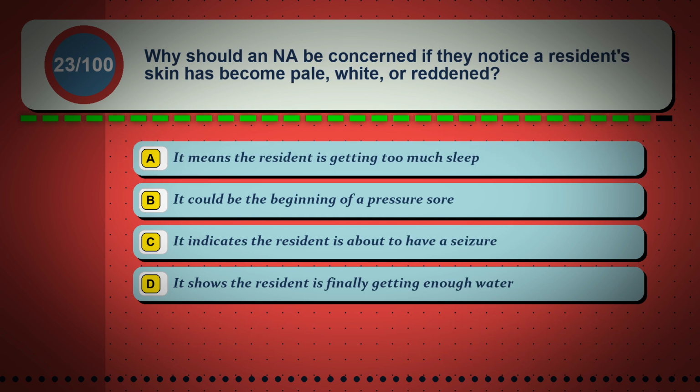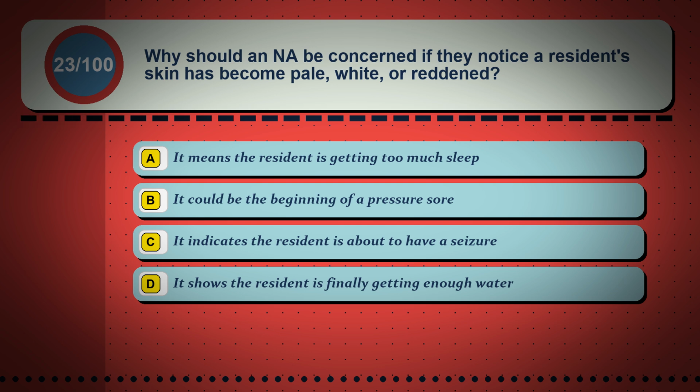Question 23. Why should a NA be concerned if they notice a resident's skin has become pale, white, or reddened? Option A. It means the resident is getting too much sleep. Option B. It could be the beginning of a pressure sore. Option C. It indicates the resident is about to have a seizure. Option D. It shows the resident is finally getting enough water.